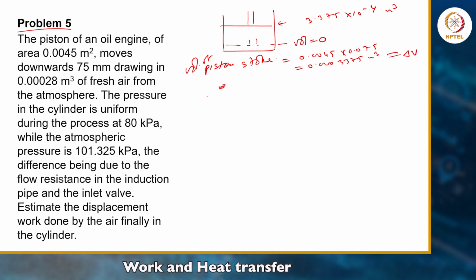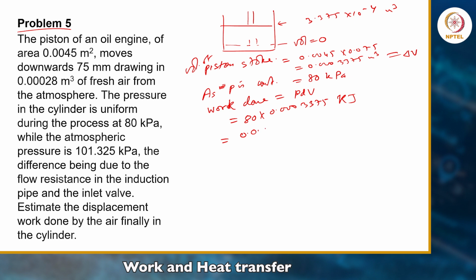Now as P is constant, it's 80 kPa, given in this data. So work done equals PdV, so 80 pressure into dV, 0.0003375 kJ. It becomes 0.027 kJ, which equals 27 joule. Okay, so this is the energy we get.